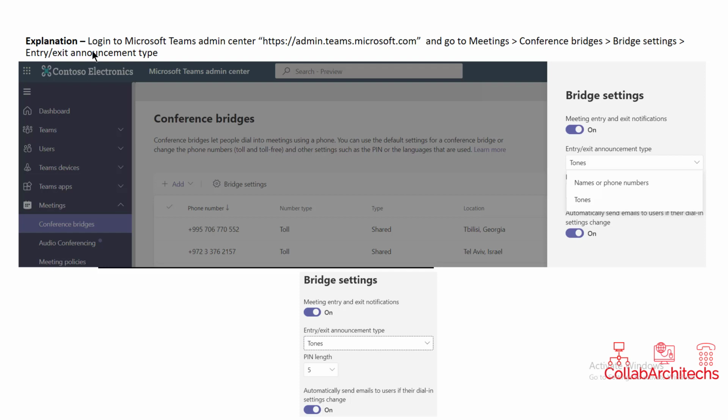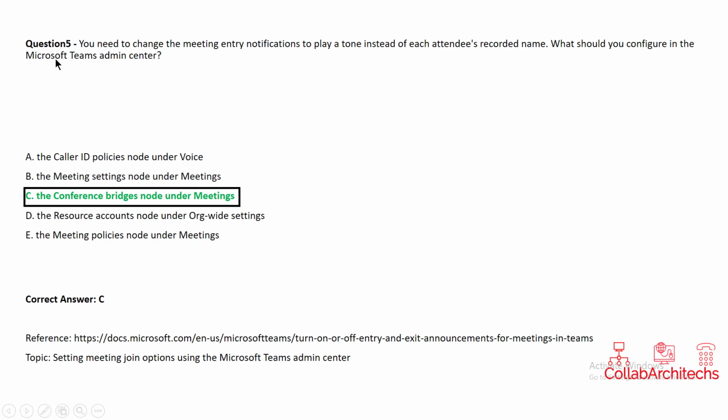The same I have explained here: you need to log into the Microsoft Teams admin center, go to meetings, conference bridge, then bridge settings, and change the entry and exit announcement type. You will see that option, select the tone as the question is asking, and then save it. So the correct answer for this question is C, the conference bridge node under meetings. The correct answer is C.